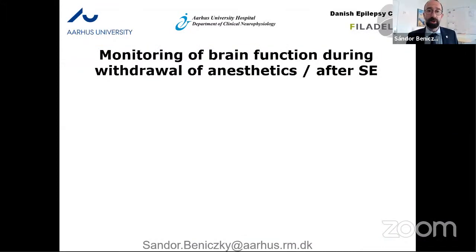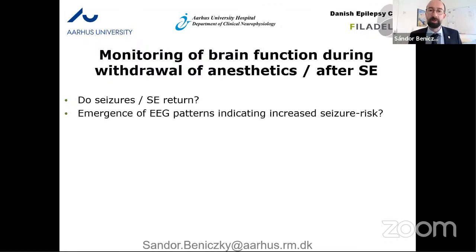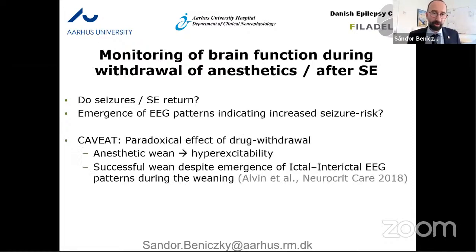And then you can use EEG also to monitor the brain function during the withdrawal of the anesthetics, after you think that the status epilepticus is over. You can use the EEG to ask the question: does the status epilepticus return? Is there an emergence of EEG patterns indicating increased seizure risk? But here I must mention a caveat, namely the paradoxical effect of drug withdrawal, because the anesthetic wean actually causes hyperexcitability. There have been described cases of successful wean despite emergence of ictal-interictal EEG patterns during the weaning. So please keep this in mind, and do not be too jumpy based on the EEG patterns encountered during the weaning.